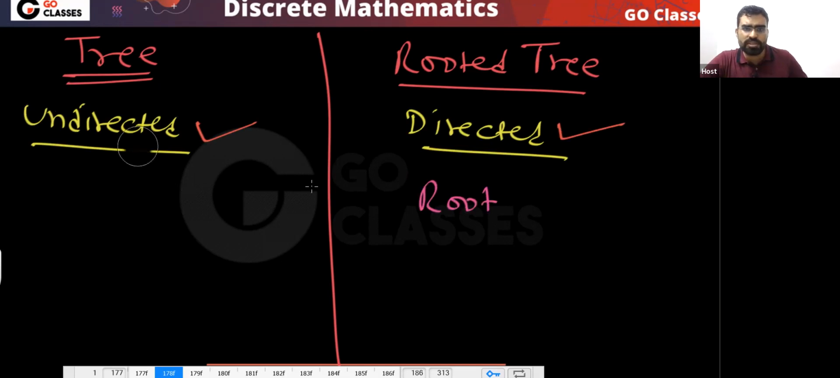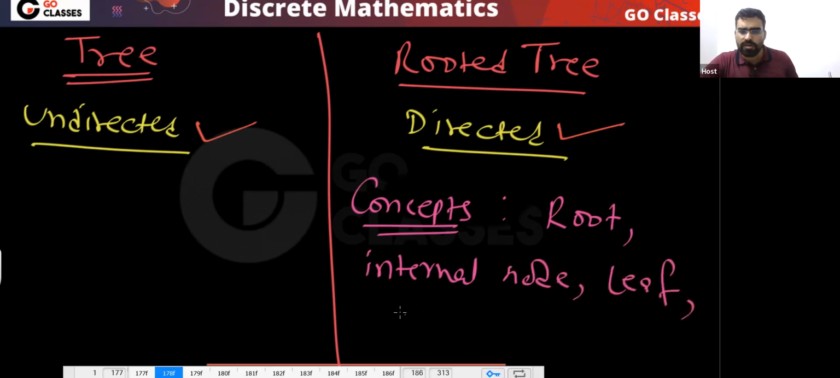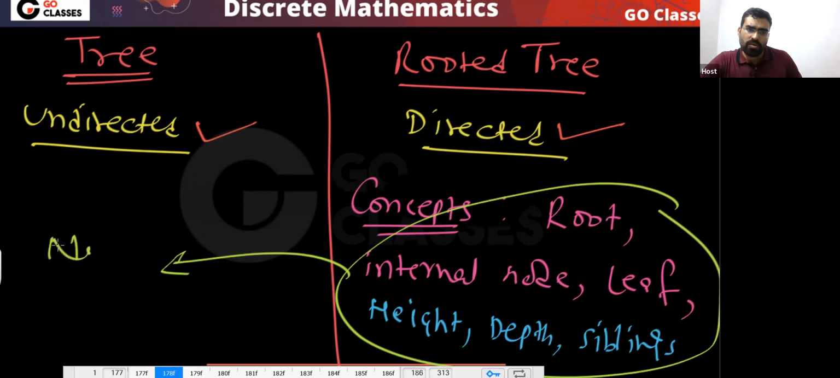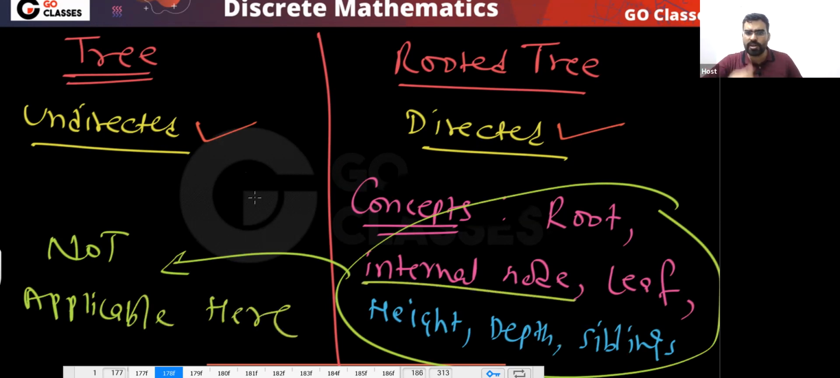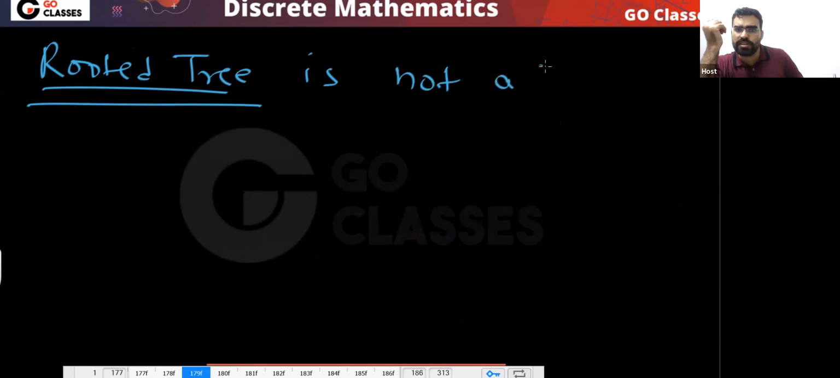Here you have something called a root. These concepts you have in a rooted tree: the concept of root, internal node, leaf, height, depth, and siblings. These concepts are not applicable to a tree. So a rooted tree is not a tree. Remember this: a rooted tree is not a tree.